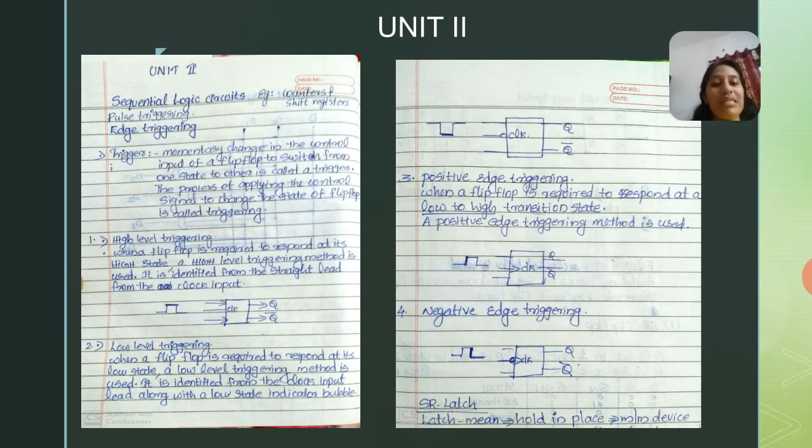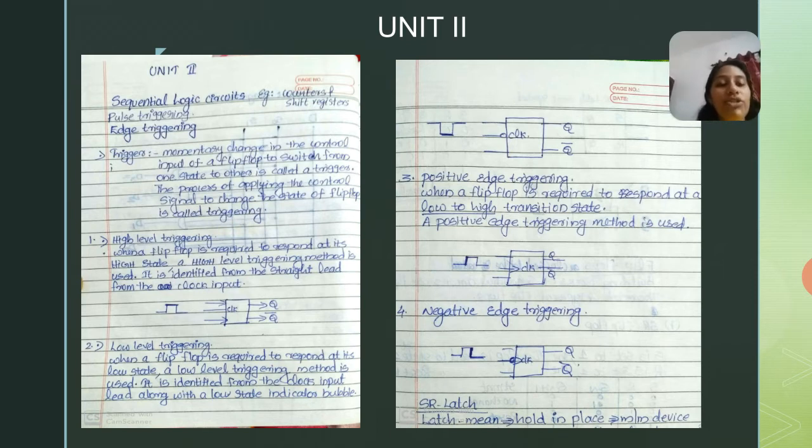If it is just the opposite, low level triggering, which means the lowest level, the opposite level of the clock pulse, results in a change in the state of a flip-flop, then you can say it is low level triggering. Okay, this is all about pulse triggering.